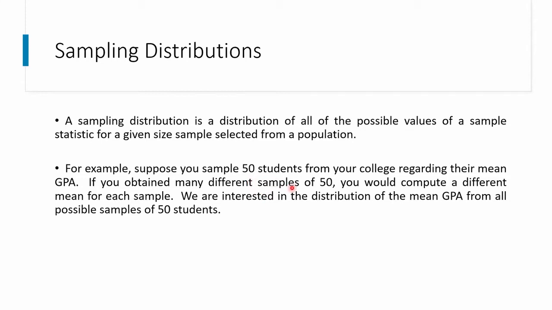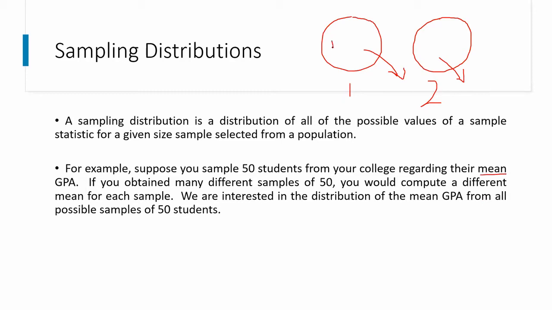So take an example. You sample 50 students from your college regarding their mean GPA, or your average GPA. If you obtained many different samples of 50, that is, sample 1 of 50 students, sample 2 of 50 students, you will compute different means for each sample. So you have one particular sample of 50 students, this is your sample 1, and you calculate your average. And then you take another sample of 50 students, let's call it sample 2, and you calculate your average, the mean. Let's call this M1, and the mean here might be the same or might be different. Let's call it M2.